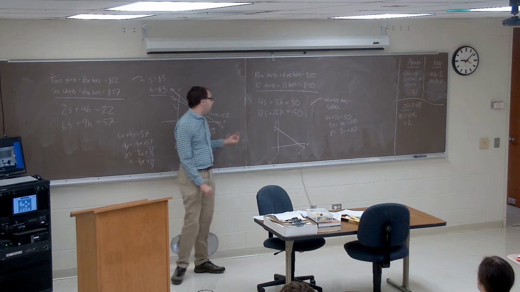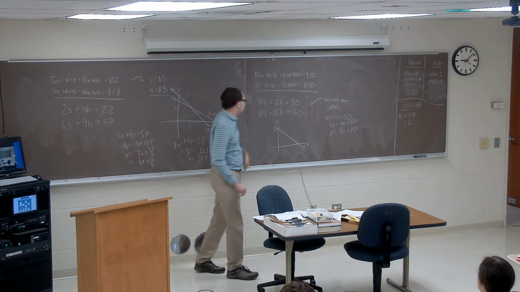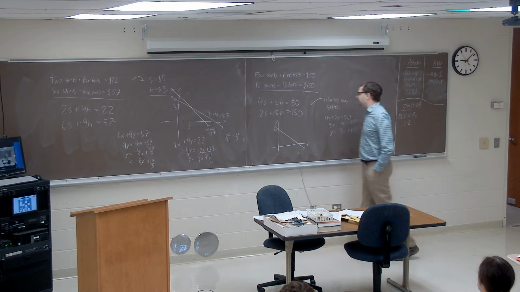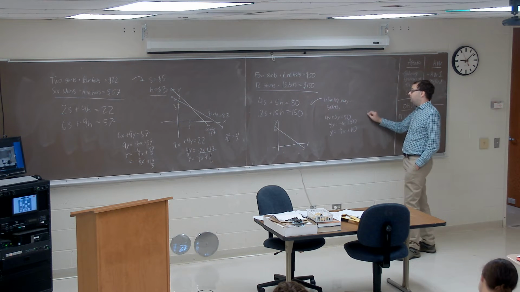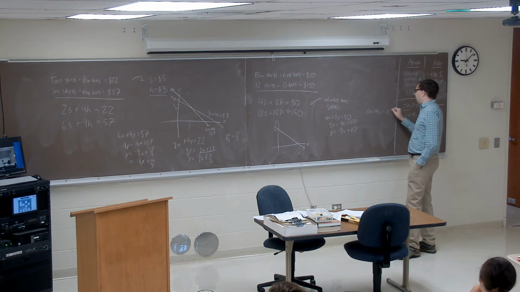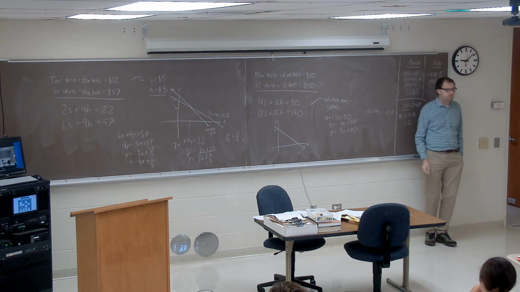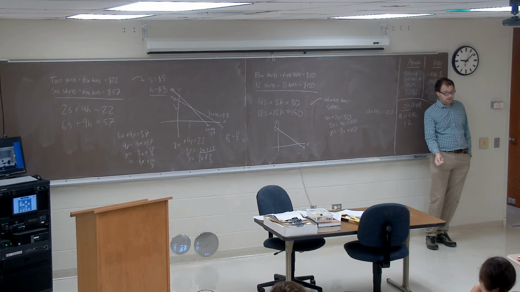What would end up happening if we were to try and draw out our line for 12s plus 15h equals 150? Or equivalently, 12x plus 15y equals 150. It's the same line. It's the same line? Yeah. Golly.